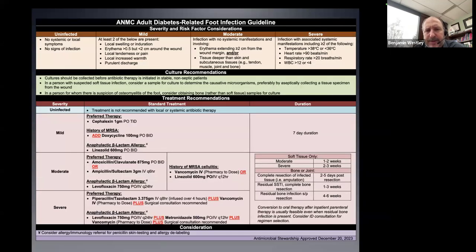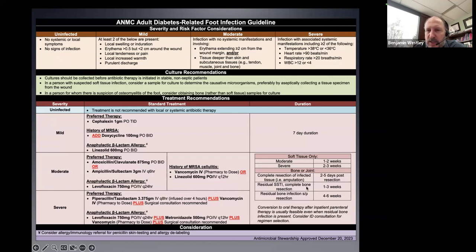And so this is a sort of amalgamation of the guidelines in a one-pager that we use at NMC. We have categorizations at the top. We talk about collecting cultures in the middle here. And then for the various severities, we came up with regimens that our group preferred there. There could be several options, but this is what we preferred at our institution.